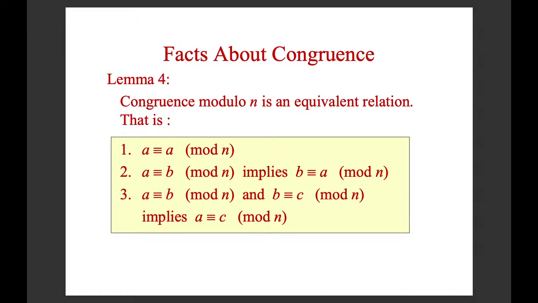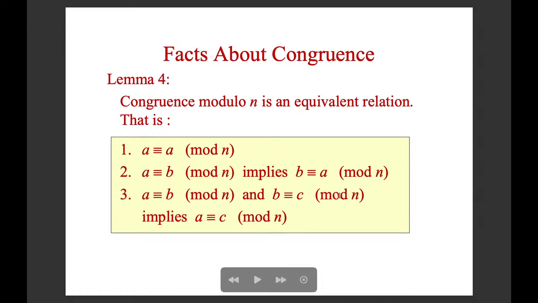So n will divide the sum of the differences of a and b, and b and c. The sum of the differences of a and b and b and c is the difference between a and c. So that's why we have a is congruent to c modulo n.